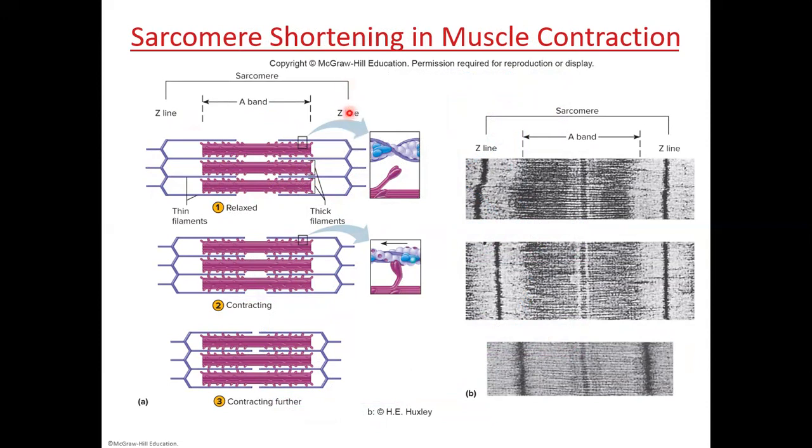So if you can see in the relaxed state, the Z lines are here. But if I just draw a straight line down, you can see the Z line was here, but now everything's been kind of moved over to the left or to the right, depending on where you are. You can see there's now overlap.